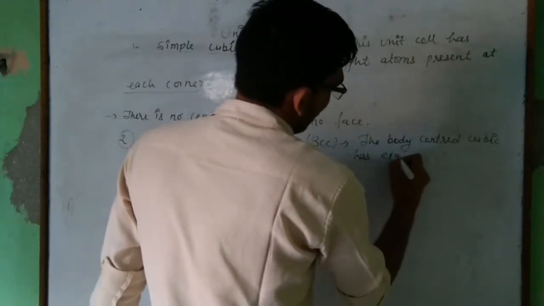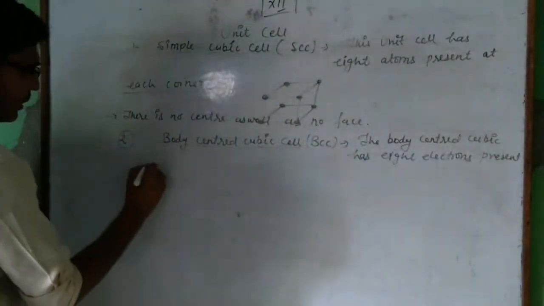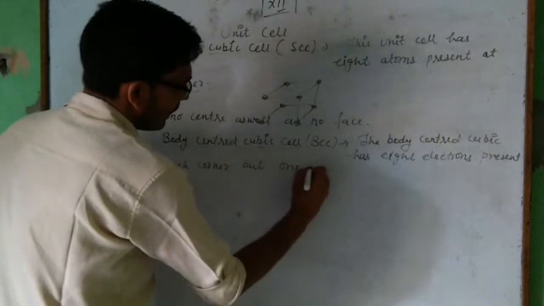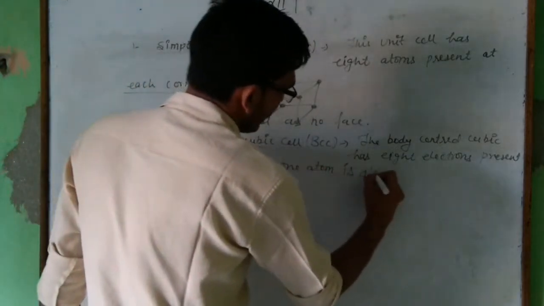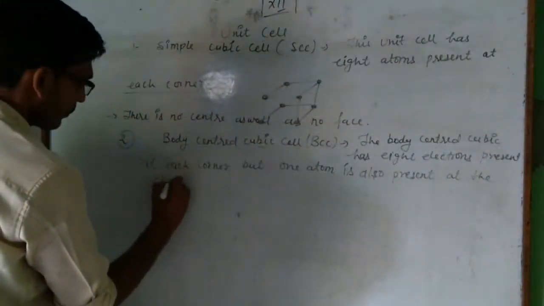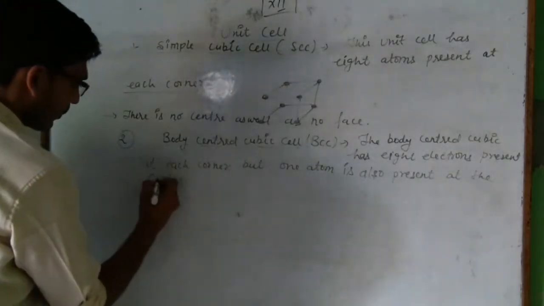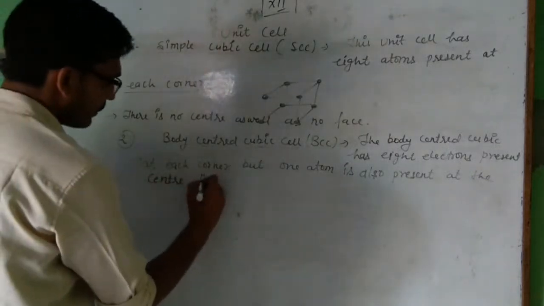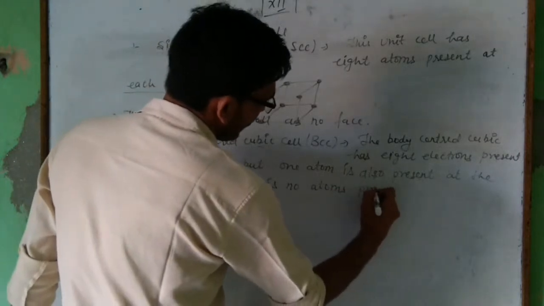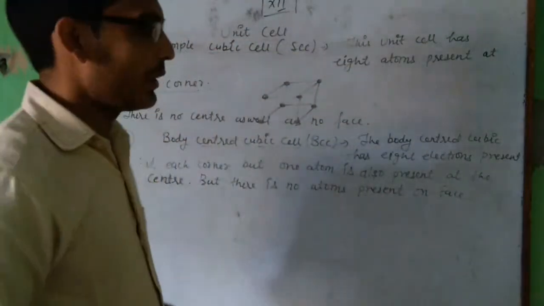has 8 atoms present at each corner, but one atom is also present at the center, but there are no atoms present on the face. So there is no atom present on the face.